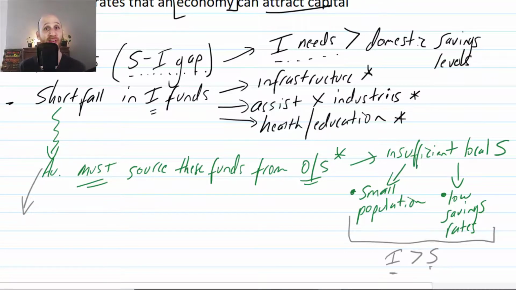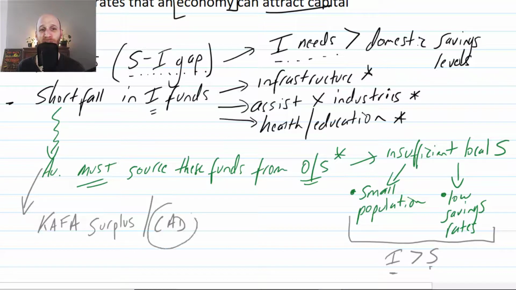If Australia sources these funds from overseas, what that will result in is a capital and financial account surplus and a current account deficit. So the fact that Australia has a CAD means that it has been successful in sourcing funds from overseas, and this allows Australia to address its savings investment gap. So a CAD is good news because it means that Australia is finding the capital to address the savings investment gap. Let's write this down.